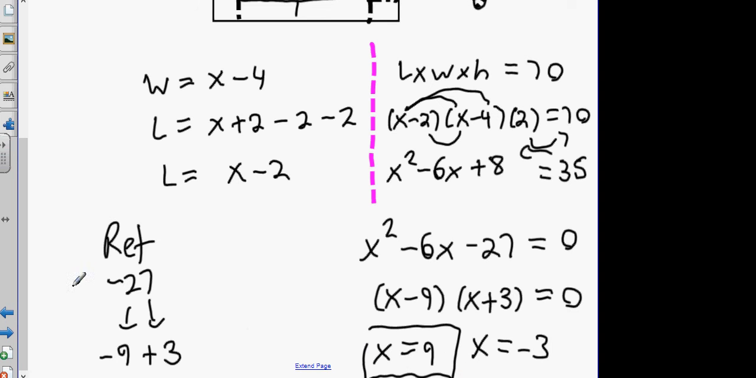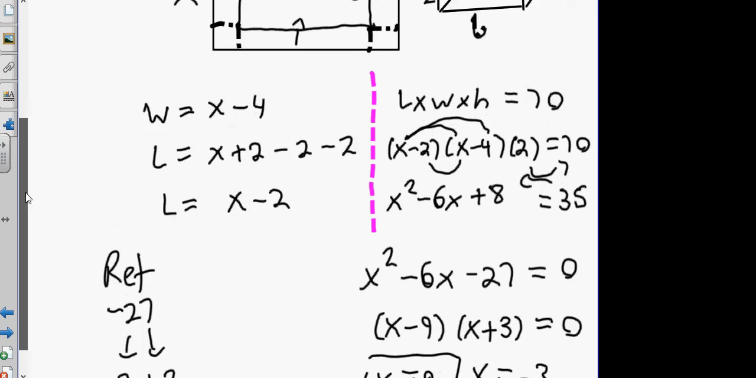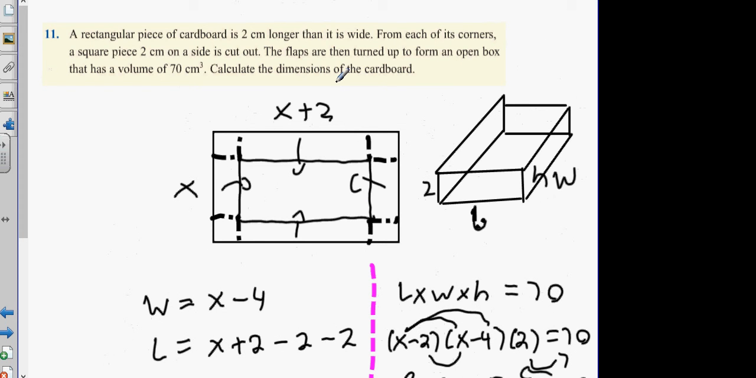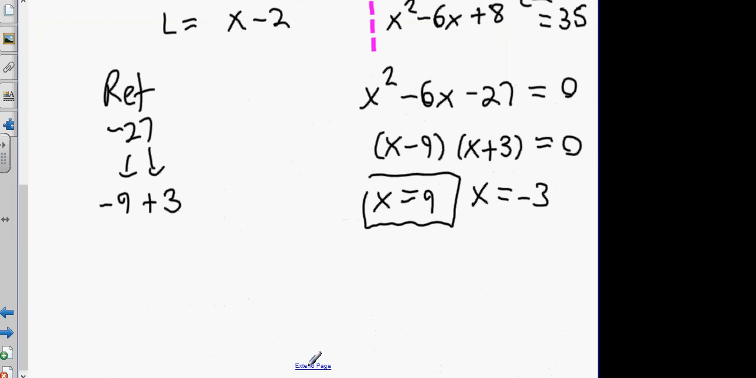Is that all we're asked to do? We won't get full marks actually just yet. It goes, calculate the dimensions of the cardboard, the initial cardboard. What did we say about the initial cardboard? X is one side, x plus 2 is the other. So x is 9, so the width of the cardboard box is 9, and the length is 11.